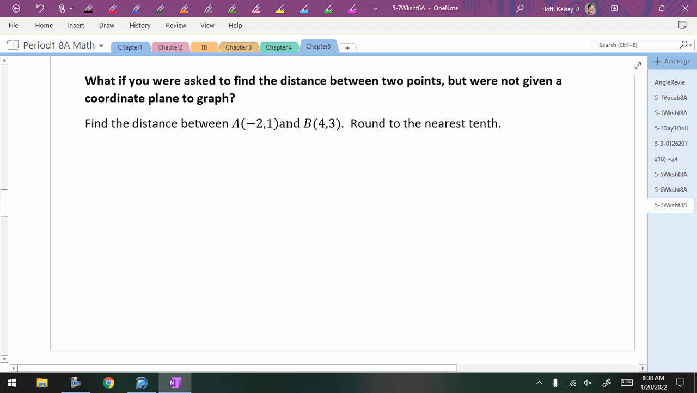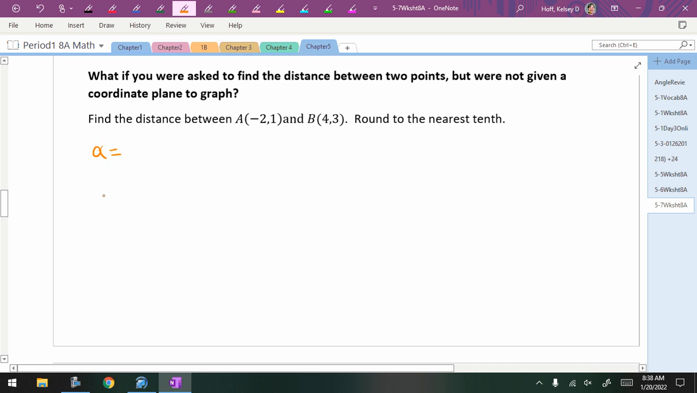Go back to the bottom. Find the distance between A, which is -2, 1, and B, which is 4, 3, and round to the nearest tenth. Okay, we have to figure out what A is, and we have to figure out what B is, because C is just going to be C, correct? A is going to be always with our x's. So we need to subtract them. We need to take -2 minus 4. Does everybody see where I got that from?